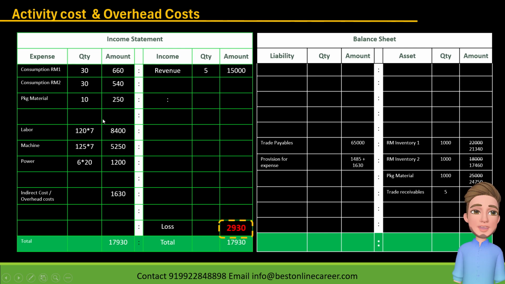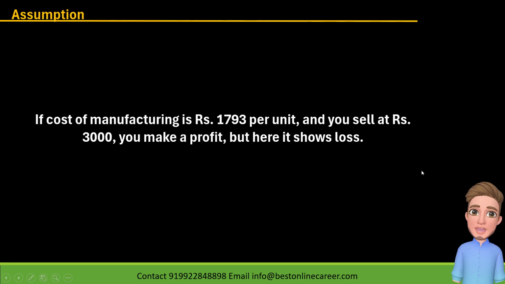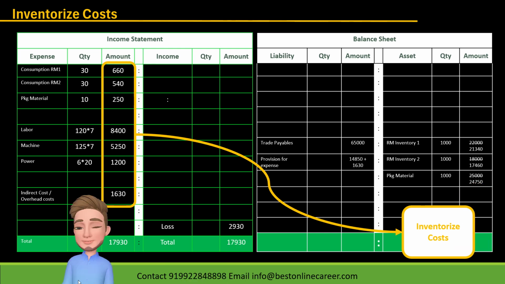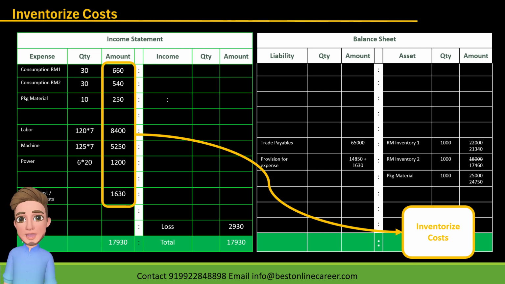Now what is the best way to park those 5 units which are not sold? You need to park those in the inventory of finished goods on the balance sheet under current assets. Let's see how it reflects. If the cost of manufacturing is 1793 per unit and you sell at rupees 3,000, you tend to make a profit, but here it shows a loss, which is what I explained. What I do is take all of this cost of manufacturing and inventorize it. I tend to inventorize the costs. Let me look at the next screen.